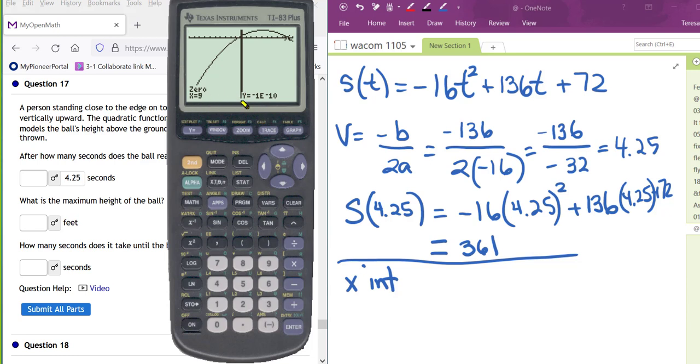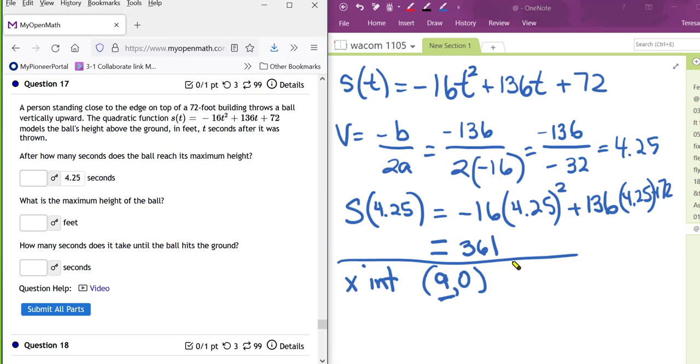So it's at 9. This would be a 0, but this is a really tiny, tiny number, and that is round off error in the calculator. So it is going to be at 9. And so 9 seconds is how long it's going to take until the ball hits the ground.